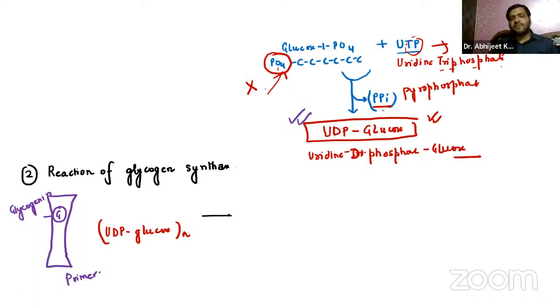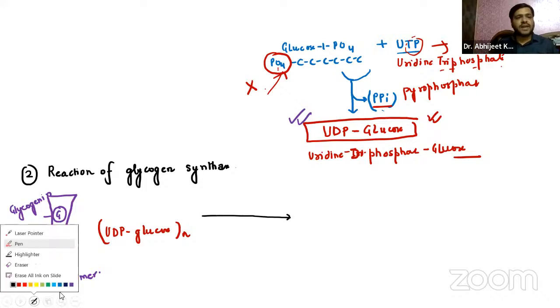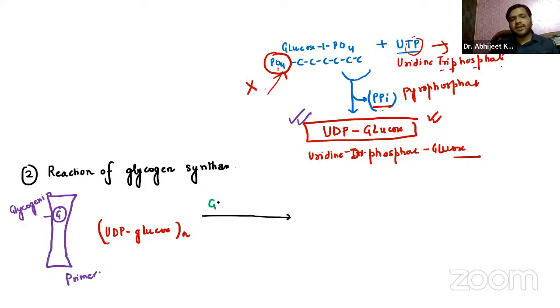There will be action of a very important enzyme over here, that is glycogen synthase. And remember, guys, this glycogen synthase is the rate limiting enzyme. Very, very important. Exam pattern question, viva question: the rate limiting enzyme for glycogenesis is the glycogen synthase. And what is the function of this glycogen synthase?